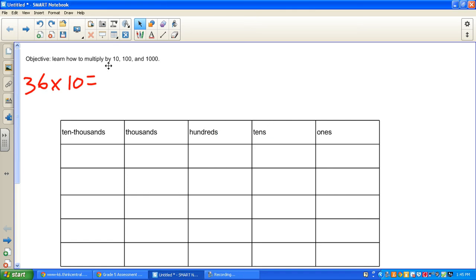Okay, so today we're going to learn to multiply by tens, hundreds, and thousands. So I have a sample problem here, 36 times 10. And in order to solve this problem, traditionally we need to set it up vertically. 36 times 10.